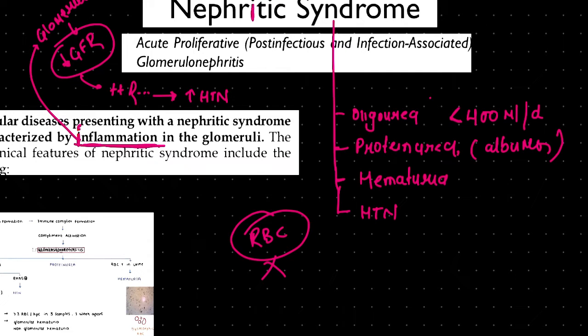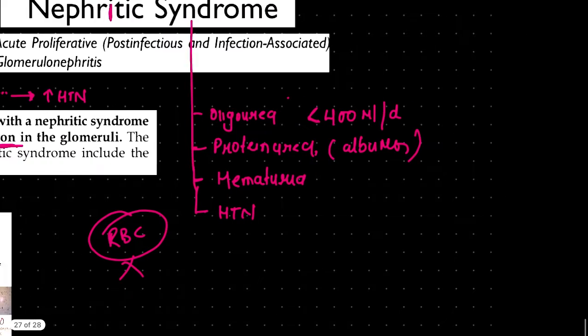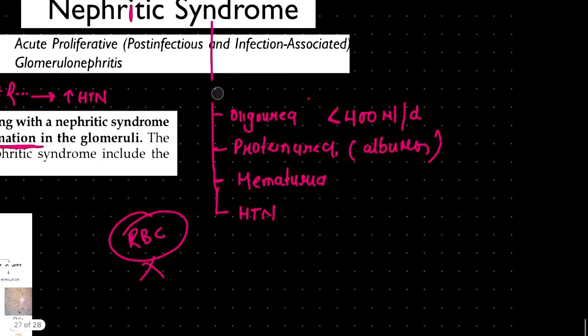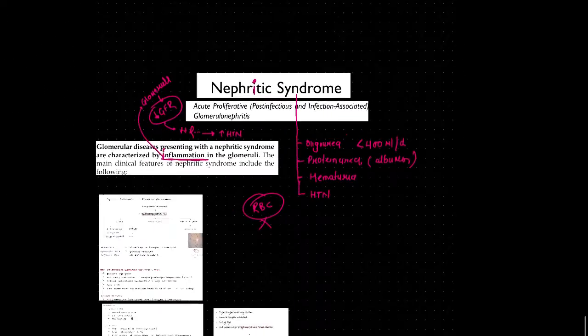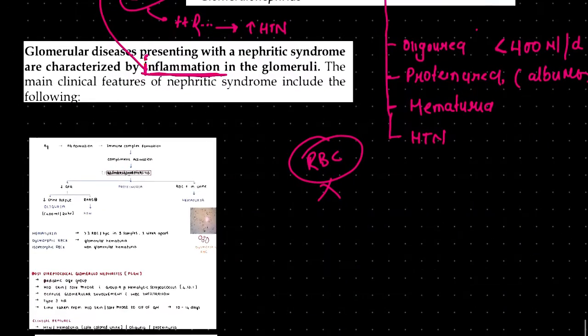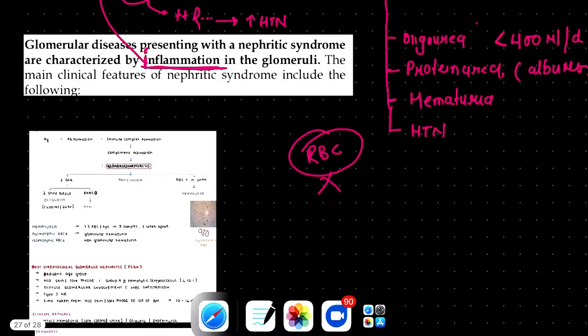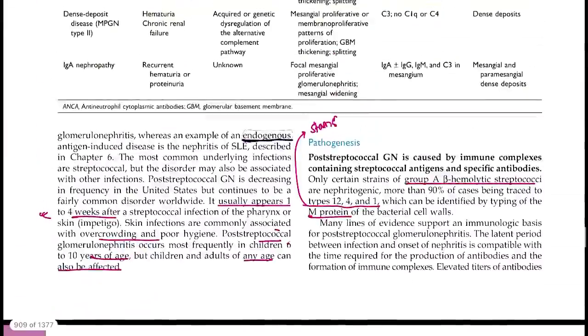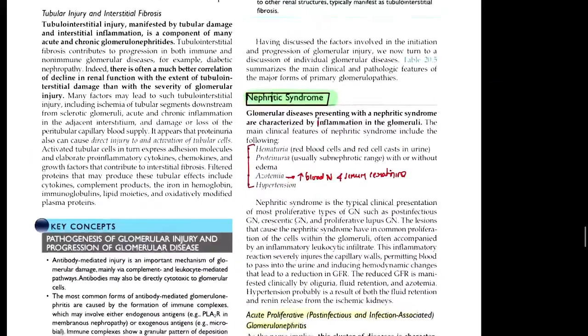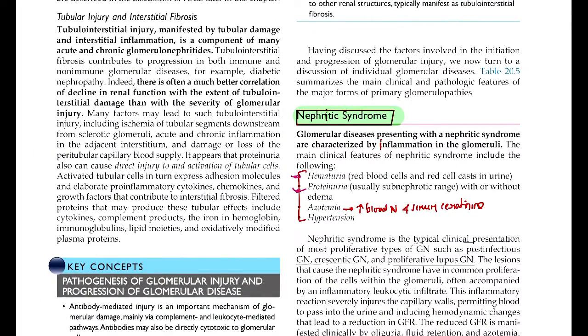Along with it, I would like to mention one important condition that is not mentioned right here. The things we have discussed so far are mentioned right here: hematuria, proteinuria, and azotemia. Now what is azotemia? Azotemia is an increase in blood urea nitrogen level or serum creatinine level, and another we studied is hypertension.